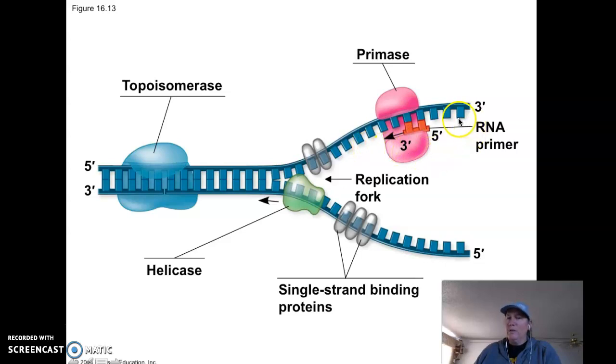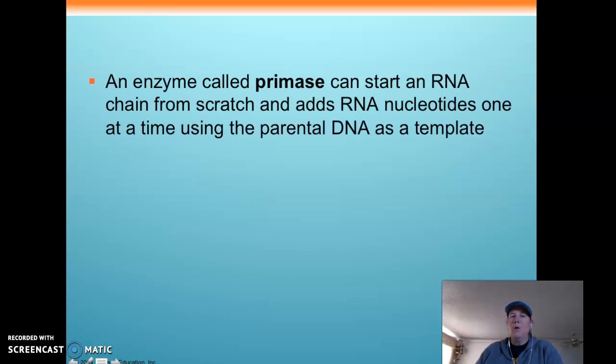Okay, if this was AAC, then TTG would come in here and they would just keep going down the line and replicate it. So an enzyme that can start it is called primase. It can start an RNA chain from scratch as well. In other words, when the DNA opens up, the RNA nucleotides can make a copy of it, and it works really slick.